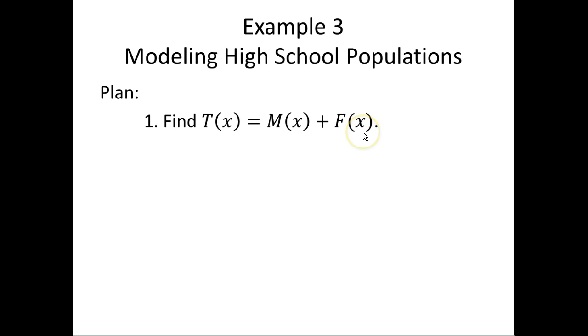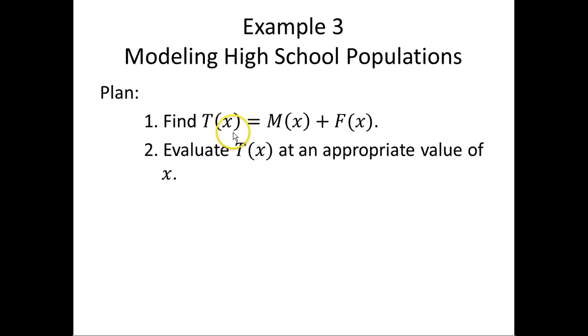This gives us the female population x years after 2000. Adding those two together will give me the total number of students enrolled x years after 2000. Okay, and then after I found out what t of x is, I need to evaluate t of x at an appropriate value of x in order to find out how many students total I have in the year 2007.